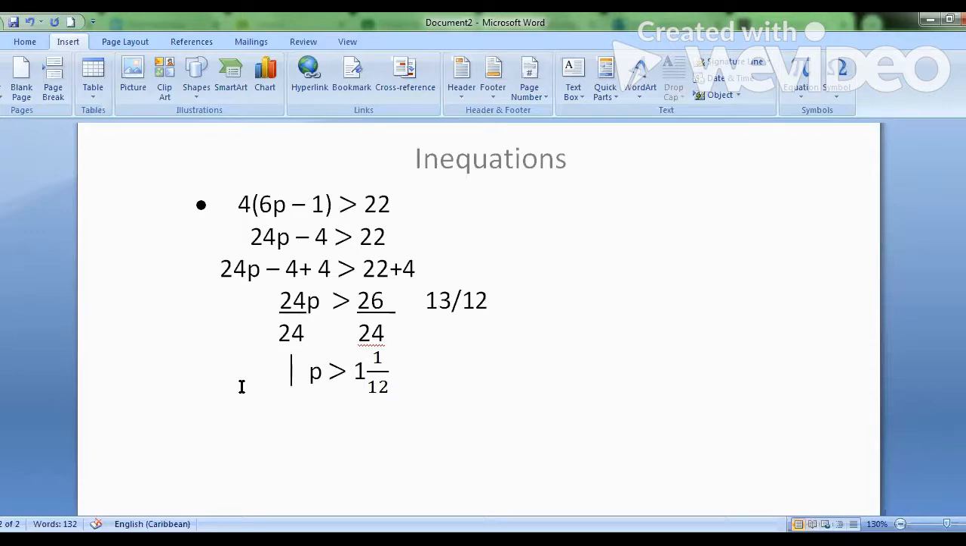Because everything in the bracket. Okay. Right. Sir, why do you add 4? Hold on there. Do you understand? Hold on. The previous person. You're asking me how I get the negative 4? Yes, I just understood. You said 4 times 6 is 24, you get 24p, and 4 times 1 is 4, you get negative 4.